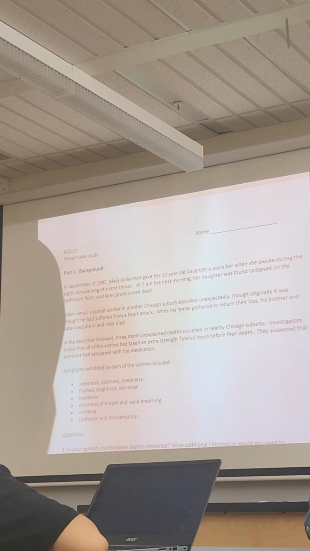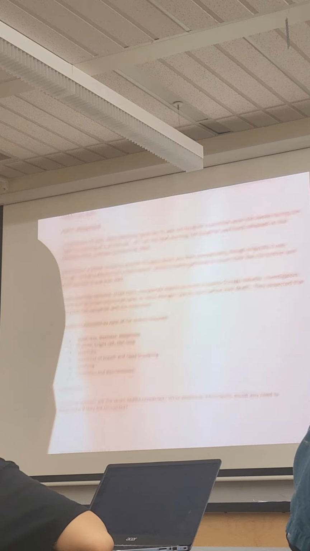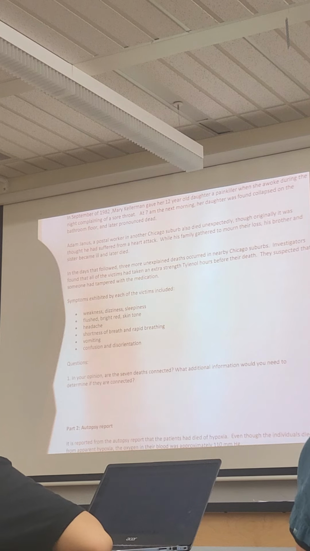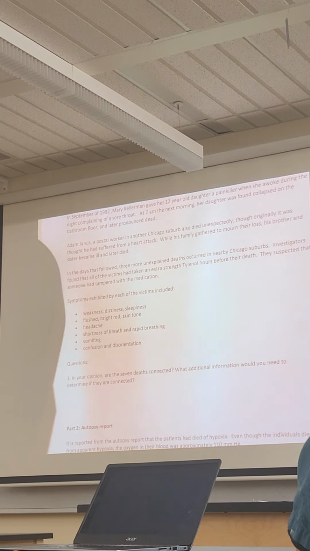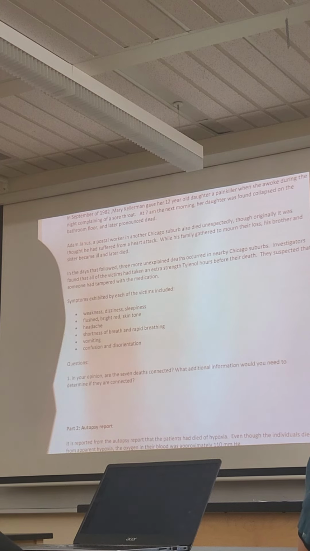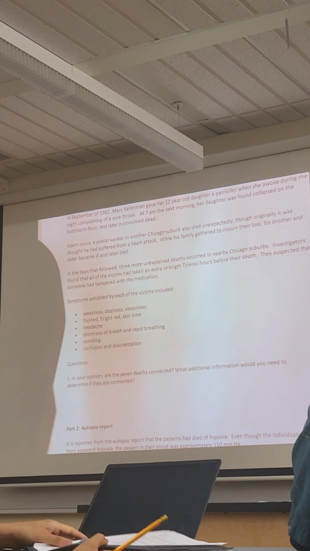Okay. So the symptoms that they had in common were weakness, dizziness, fatigue, sleepiness. They were flushed, bright red skin, headache, shortness of breath, vomiting, confusion, and disorientation. So for question number 1, I just want you to kind of talk with people nearby and jot down some ideas here. So are the 7 deaths connected? If you were doing this investigation, what information would you need to figure out to kind of connect them all together? So you can go ahead and work in pairs or groups of 3 and just do like bullet points, what you think you would want, what kind of information would you want to collect.